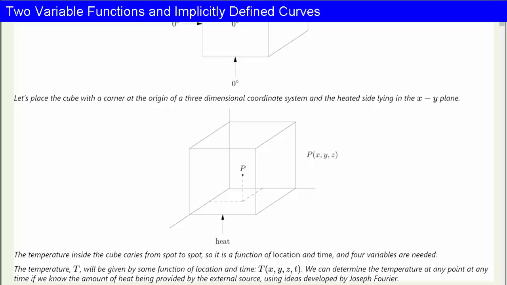The temperature, capital T, will be given by some function of location and time, that is, a function T of x, y, z, and t for time. It is an amazing fact that we can determine the temperature at any point and any time if we know the amount of heat being provided by the external source, using ideas developed by Joseph Fourier in the 1800s.